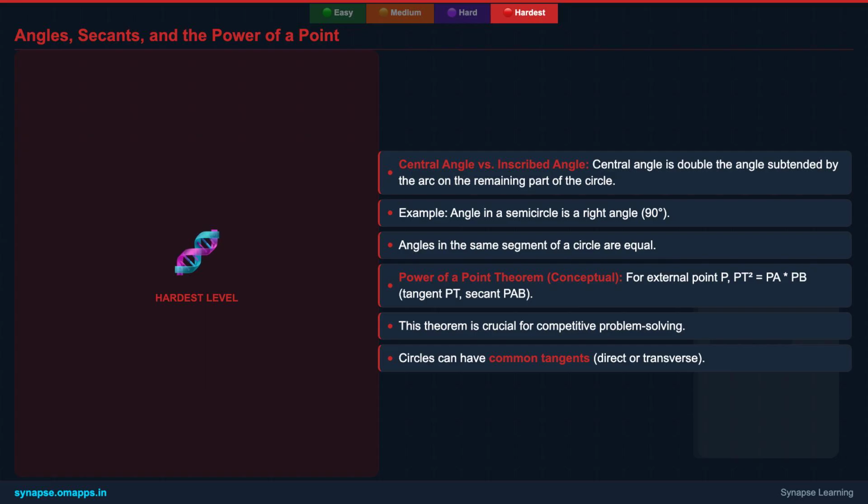We'll also touch upon the power of a point theorem, a powerful concept for understanding relationships between intersecting chords, secants, and tangents from an external point, often seen in competitive exams. This theorem provides a constant product for segments created by these lines.